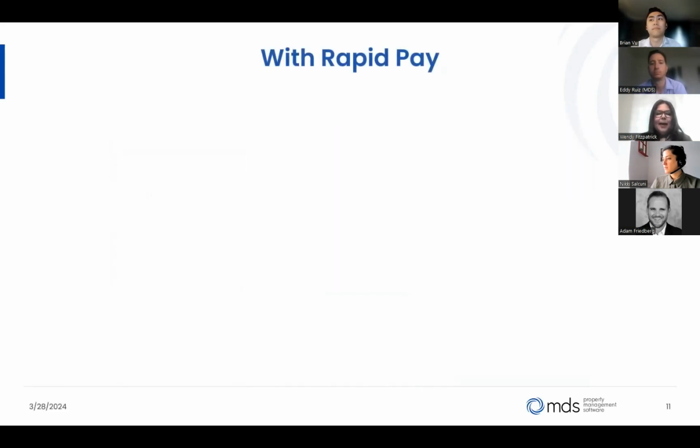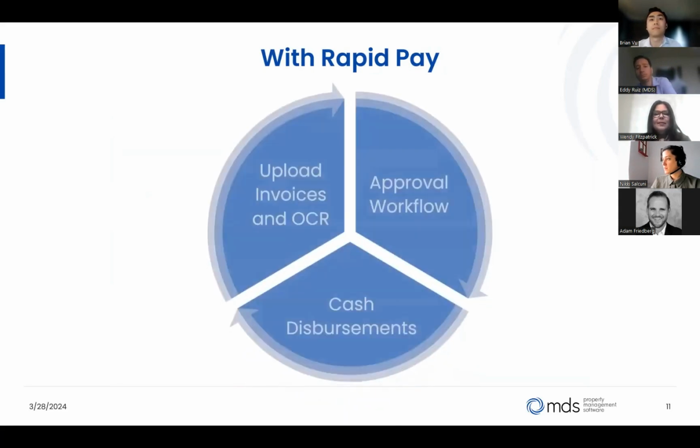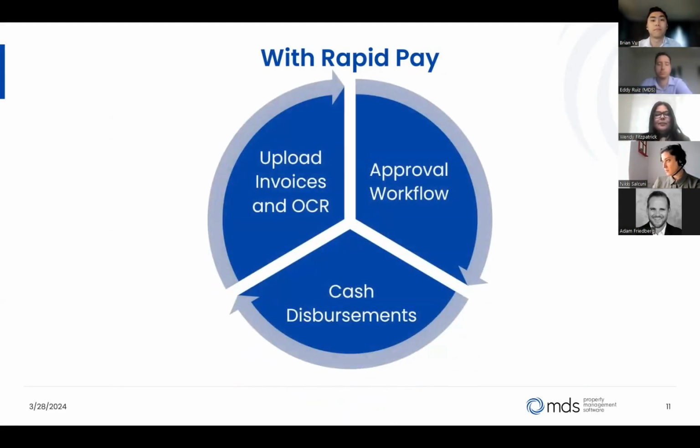Now with RapidPay, you're able to streamline that into just three main pieces. And the first is simply upload and code those invoices. And ideally, it's going to do the OCR automatically, and it's going to eliminate a tremendous amount of data entry. Then it's going to kick over to get routed to whoever needs to approve. And then once they're fully approved, you're able to cut checks.